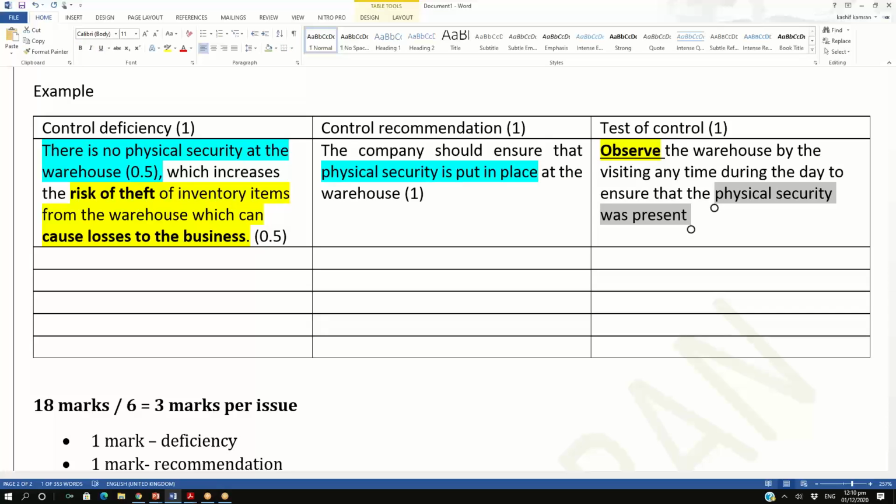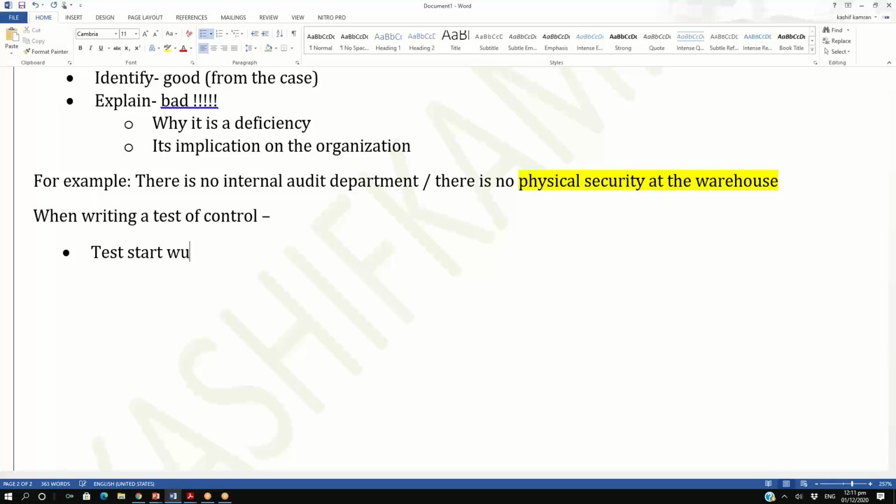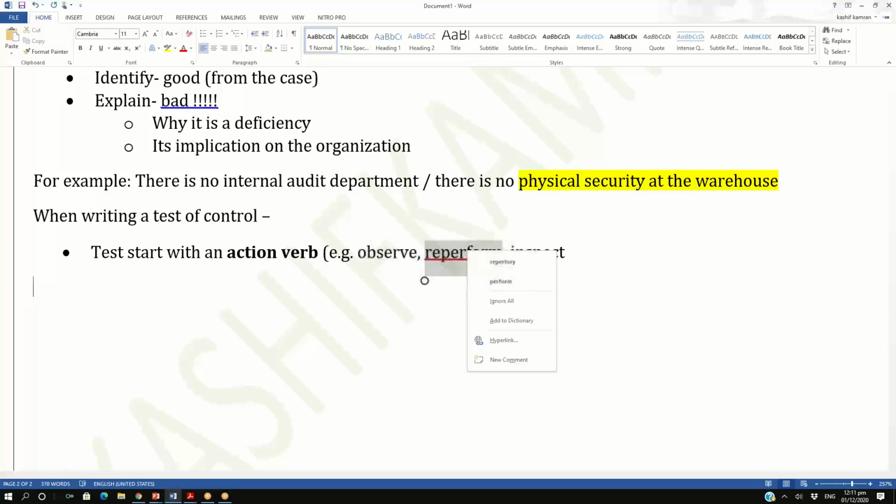So normally your test of control is like a sentence for 1 mark. Now you need to remember one very important rule here: when writing a test of control, you need to ensure that the test starts with an action verb. You cannot have a test without an action verb. Example, observe. Example, reperform. Example, inspect. These are all action verbs, right?